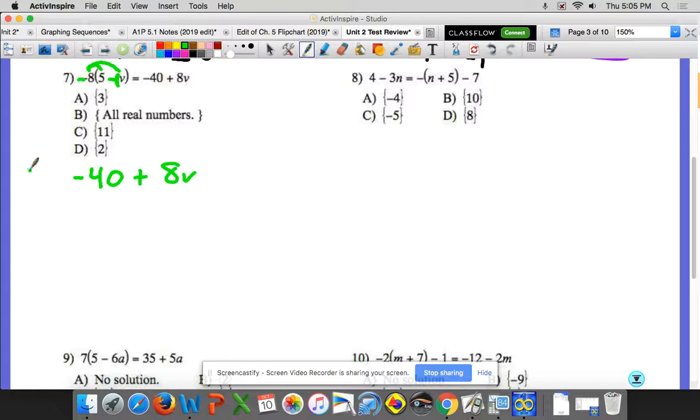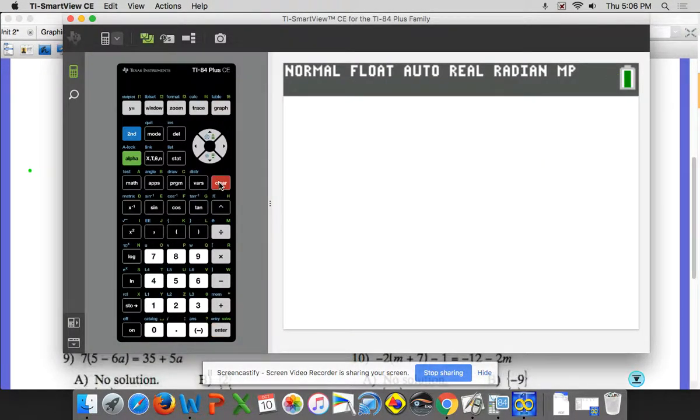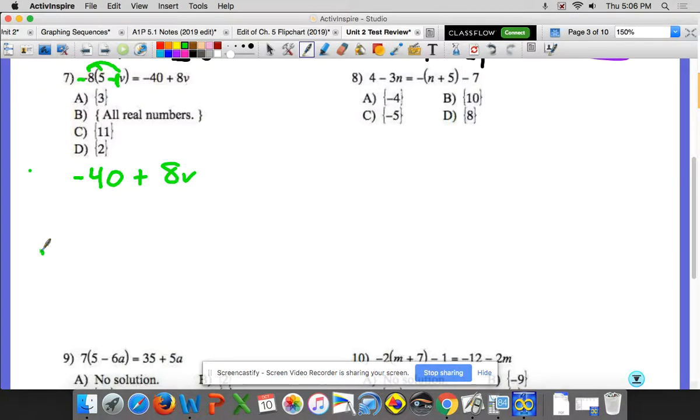So we get 8b. And if you want to, you can still always go into your calculator and do -8 times -1, and you get 8. So always do that if you want to double check yourself. But that's how we get positive 8b. And then we haven't done anything to the right side, so we're just going to bring it down.